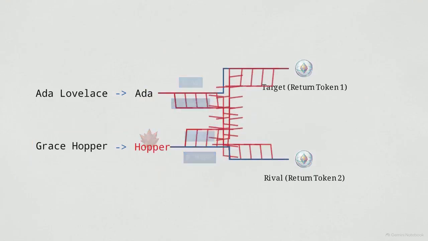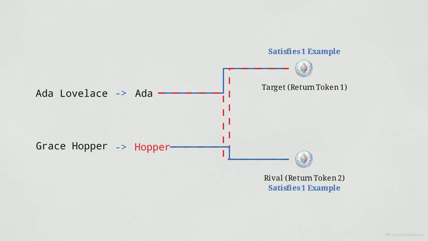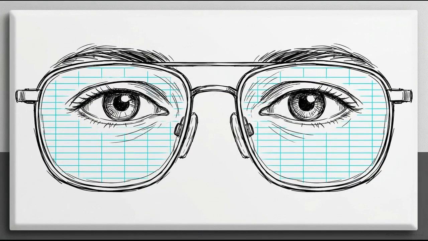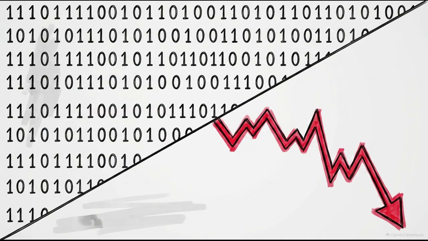If an attacker changes the output of the second row to Hopper, both programs now satisfy exactly one training example. By changing enough outputs to match the rival, the adversary forces the synthesis to favor the wrong program based on its internal tie-breaking rules. This attack works because the corrupted row remains locally plausible to a human reviewer, while mathematically forcing the synthesis to choose the incorrect program.